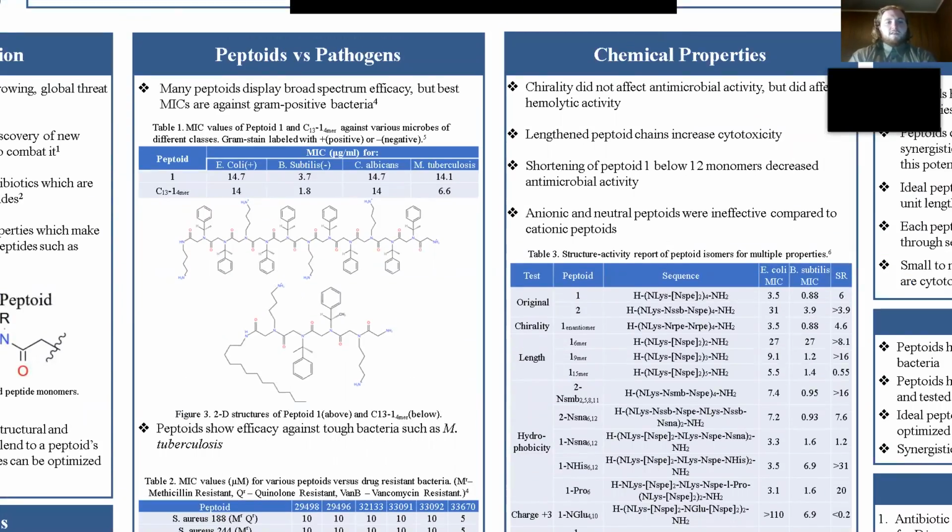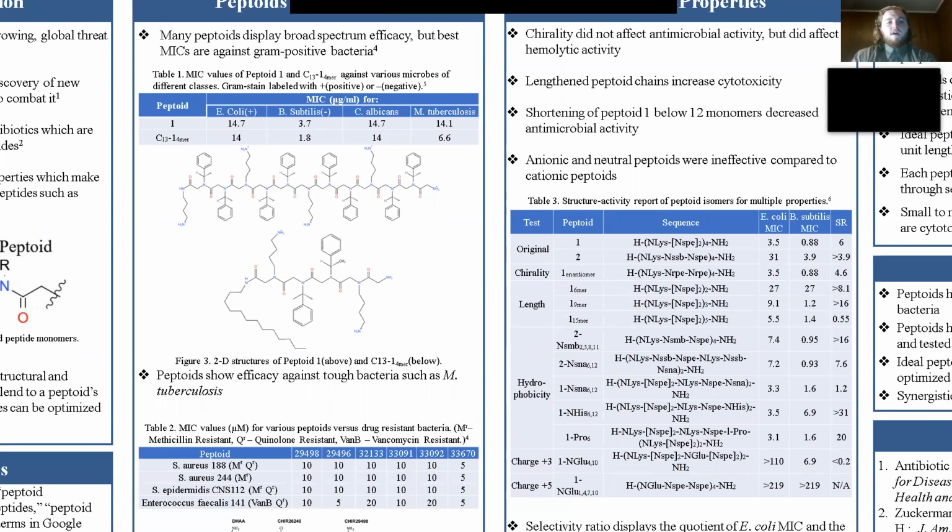So here we see that there are many peptoids which display broad spectrum efficacy, that is, efficacy against gram-positive and gram-negative bacteria. In table 1, peptoid 1, pictured below on the top, displays efficacy against E. coli, Bacillus subtilis, Candida albicans, and Mycobacterium tuberculosis. Peptoid C134 MER displays great antimicrobial activity against Mycobacterium tuberculosis, and this is notable because Mycobacterium tuberculosis is notoriously difficult to treat.